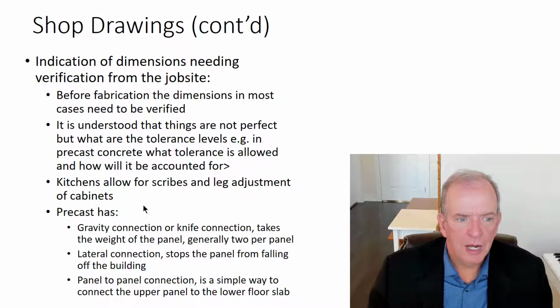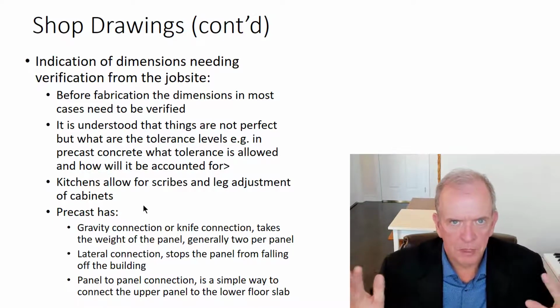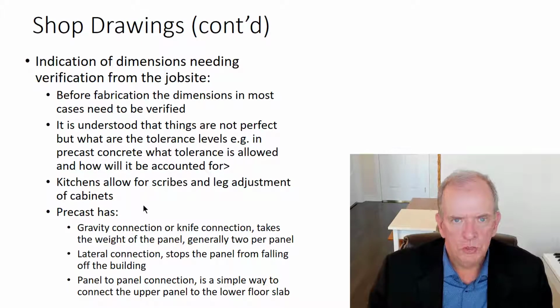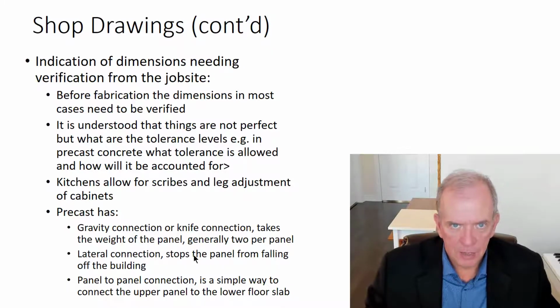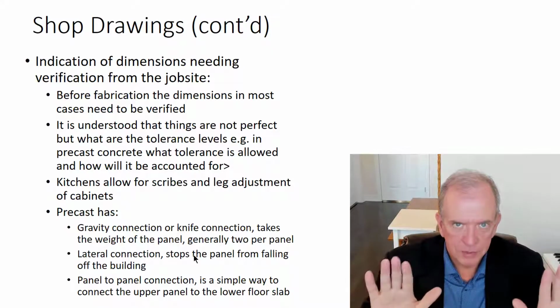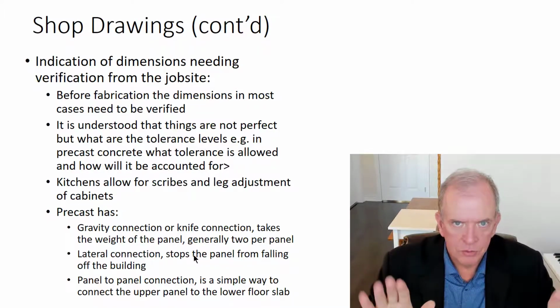Kitchens allow for scribes, leg adjustments. You renovate a house, everything is out of level, out of plumb, out of square. Now, a new building shouldn't be like an old house is, but there still are tolerance variations. In precast concrete facades that we put on the outside of buildings, like curtain walls, they have gravity connections that take the weight of the panel, and they also have adjustments so that they can adjust it a little bit up or down. They have lateral adjustments so they can adjust it in or out.